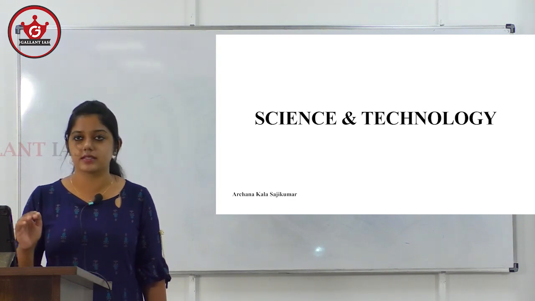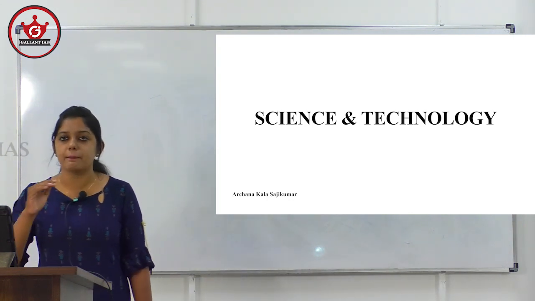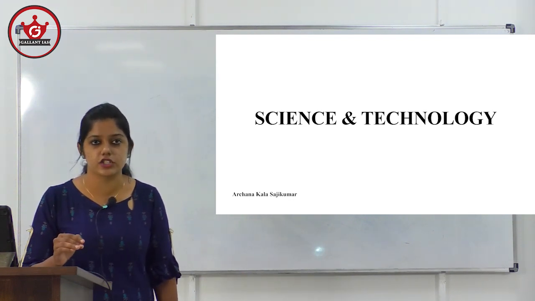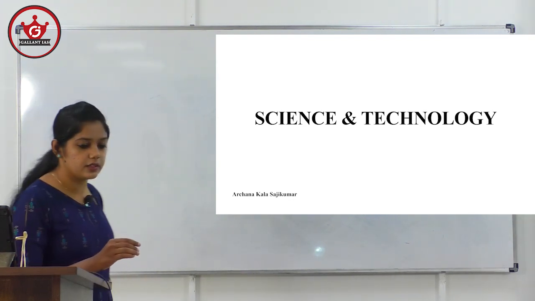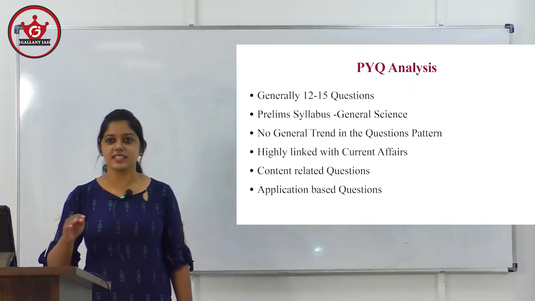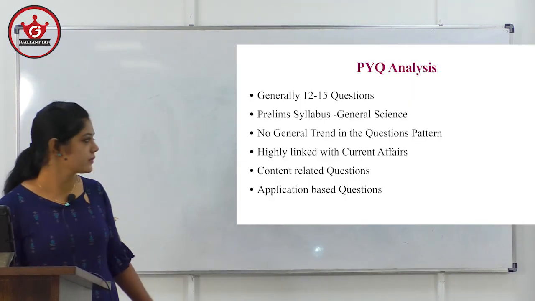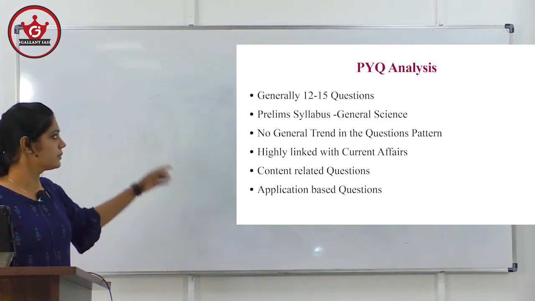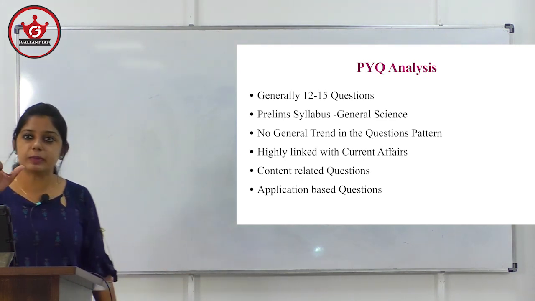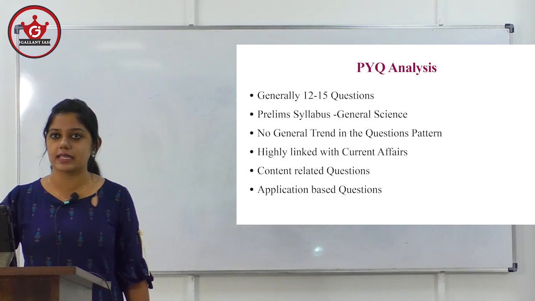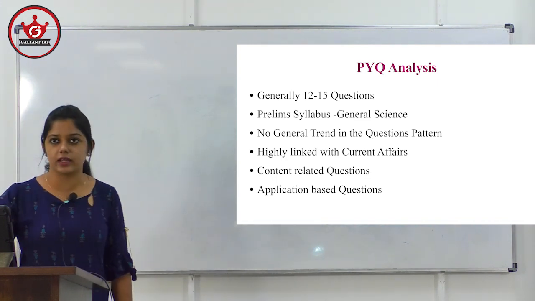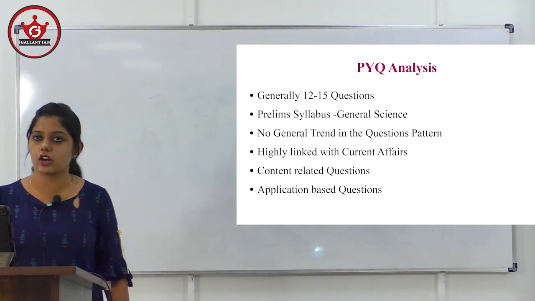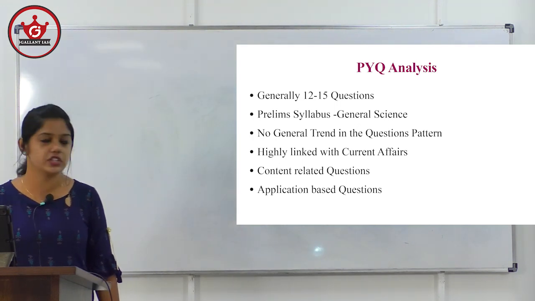That is one significance. And often one thing that happens among the aspirants is that they neglect the topic of science and technology. But it is not the case. You should not do that. So why is science and technology important? You may please note that generally 12 to 15 questions are asked from science and technology. And in the prelims syllabus, only one keyword is given. That is general science, okay? The keyword is general science, but questions come from the science and technology aspect, science and the particular technology aspect.